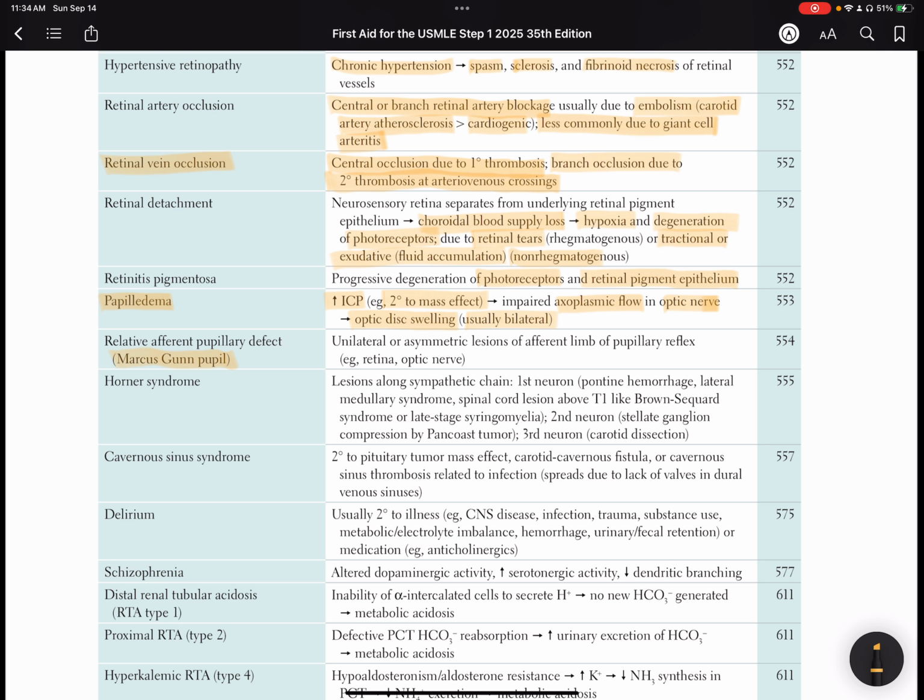What causes relative afferent pupillary defect? Marcus Gunn pupil. Unilateral or asymmetric lesion of the afferent limb of the pupillary reflex. Example, retina, optic nerve.